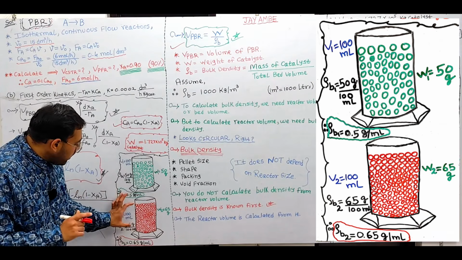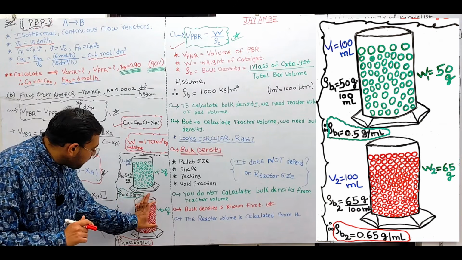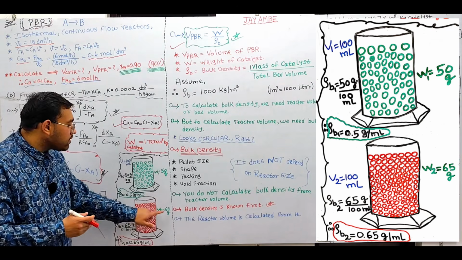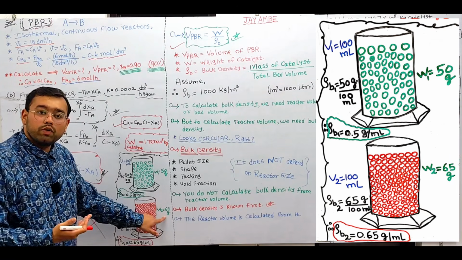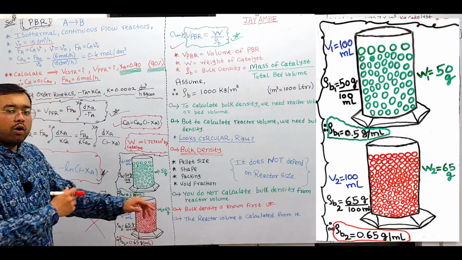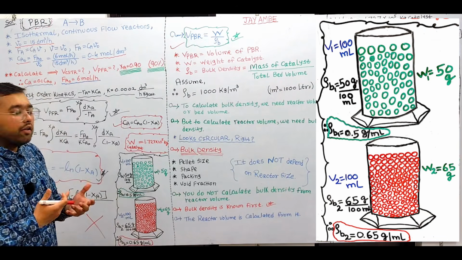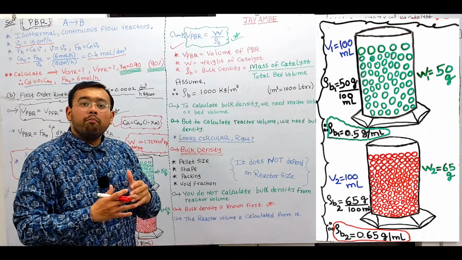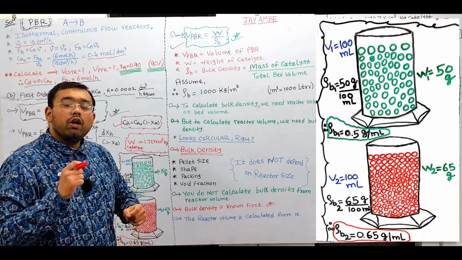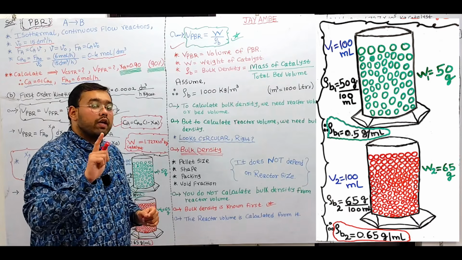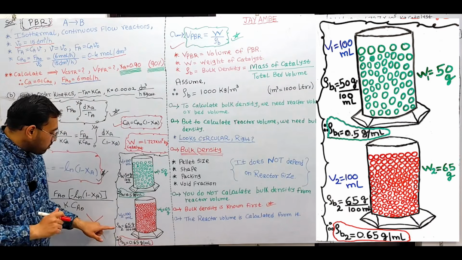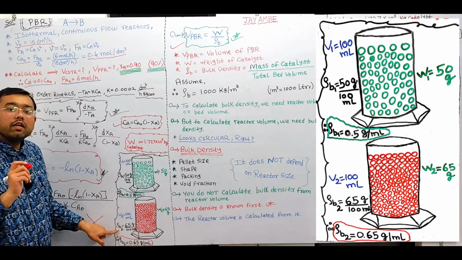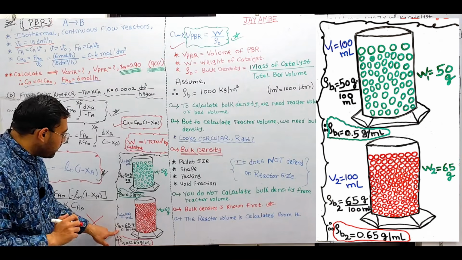Okay, which means in the same 100 ml volume of measuring cylinder, we were able to fill 65 grams of solid catalyst. Now we'll calculate the bulk density of the second case. The bulk density is defined as the mass of catalyst divided by the total volume occupied by the solid catalyst. So in the second case, rho b2 defines the bulk density of the second case.